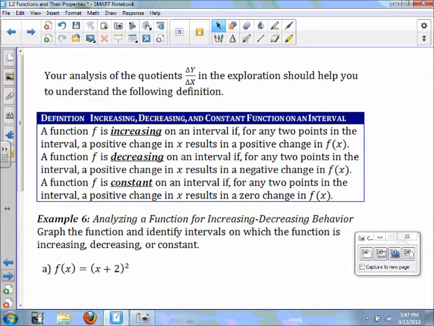Now, your analysis of the quotients, change in y over change in x, in the exploration should help you understand the following definition. A function f is increasing on an interval if, for any 2 points in the interval, a positive change in x results in a positive change in f of x. A function f is decreasing on an interval if, for any 2 points in the interval, a positive change in x results in a negative change in f of x. Then a function f is constant on an interval if, for any 2 points in the interval, a positive change in x results in a zero change in f of x.